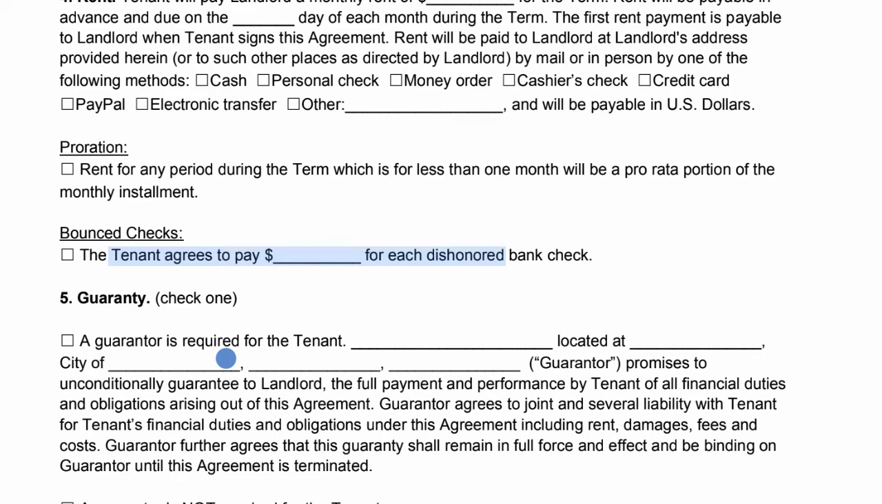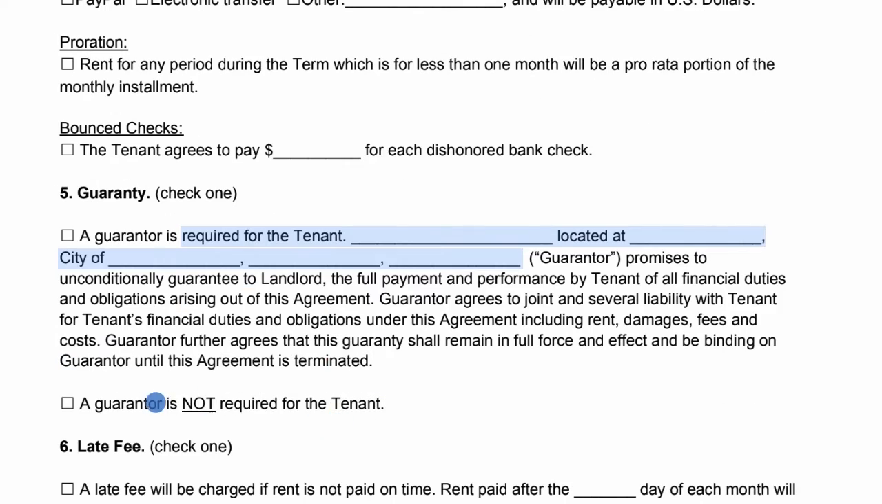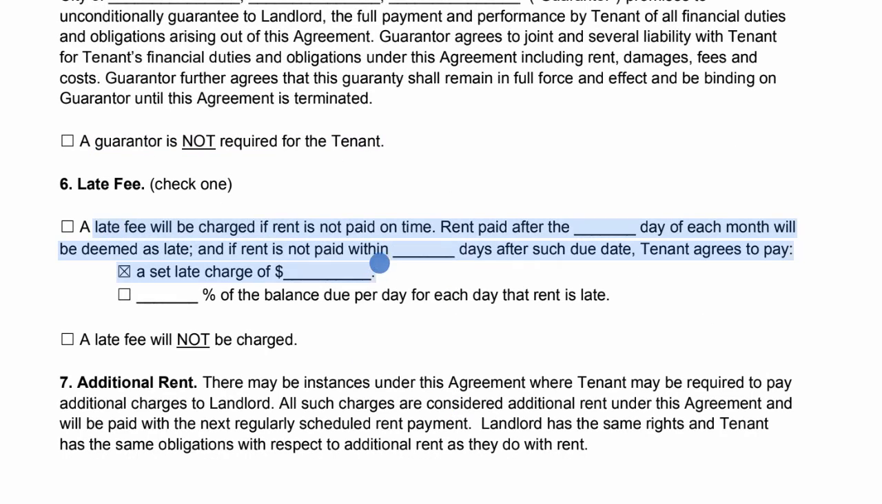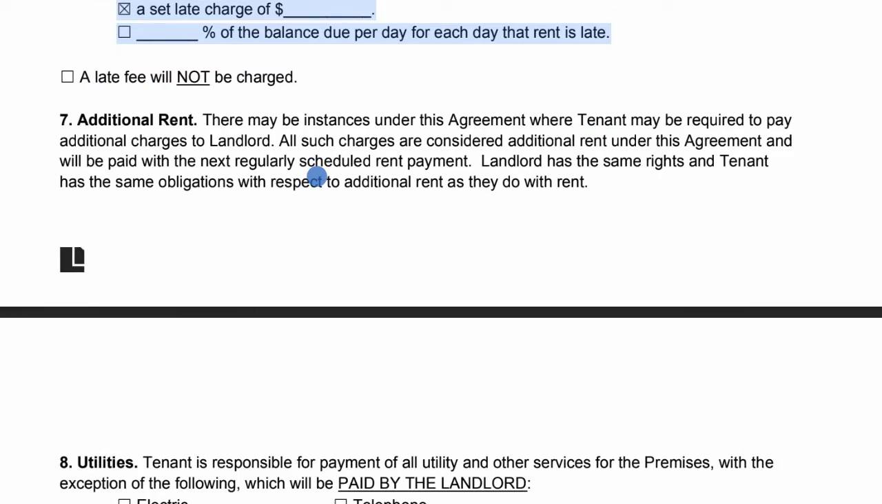Sometimes it's a parent, if it's a student who needs to rent someplace and doesn't have an income. This will let the landlord feel that, okay, there's someone with an income who's paying for it. But in some cases, you don't need a guarantor for the tenant. This is late fees. If you don't pay by the due date, what extra are you going to have to pay? And then you have things like additional rent, where for whatever reason, let's say you have a pet, and for a pet you have to pay an extra $25 a month. That would be factored in right over here.